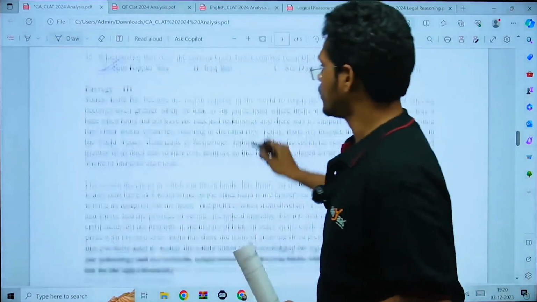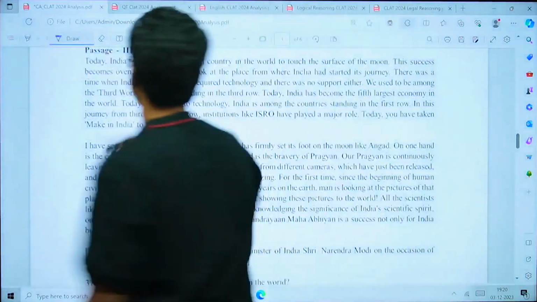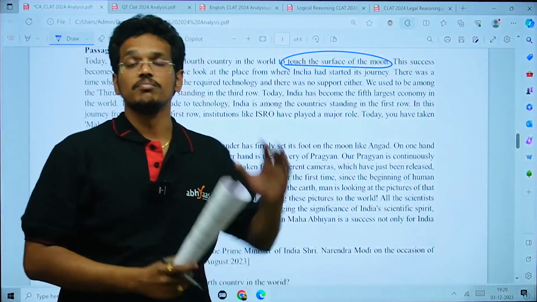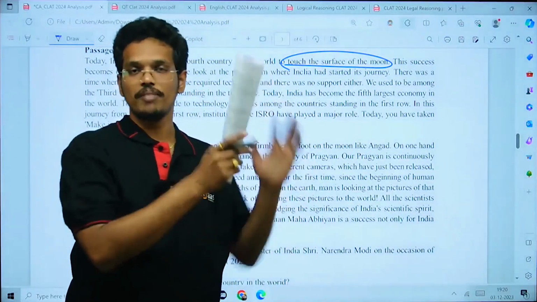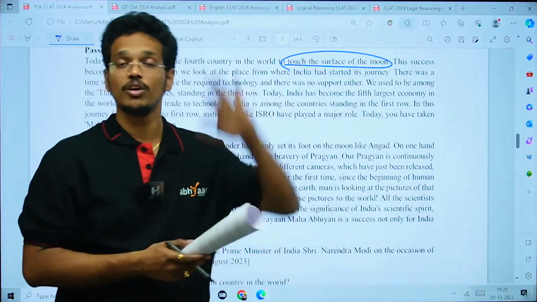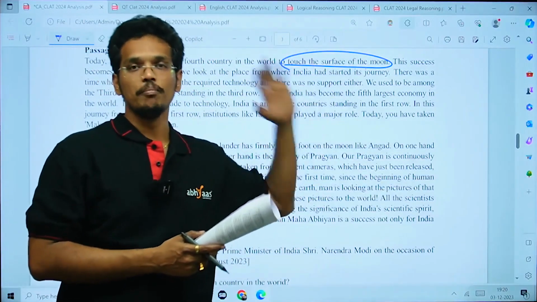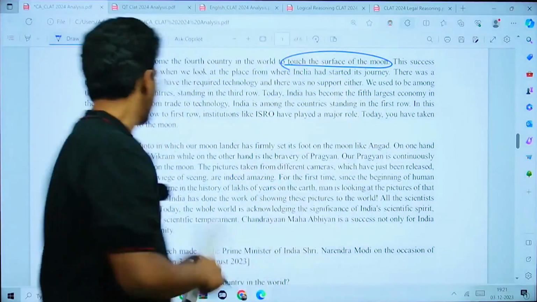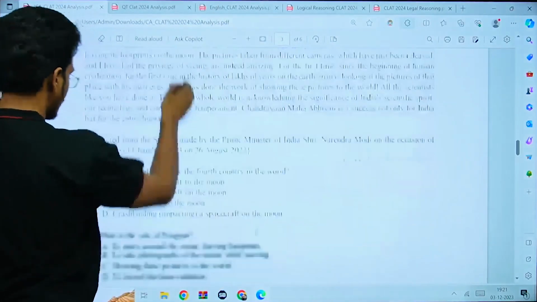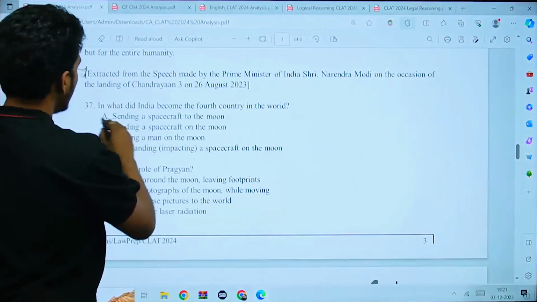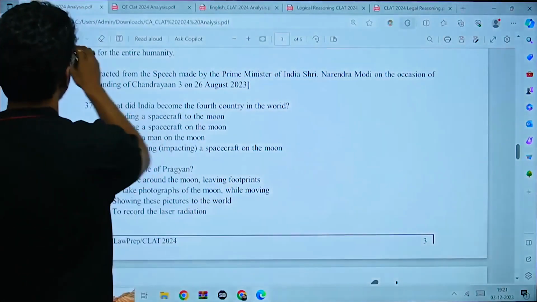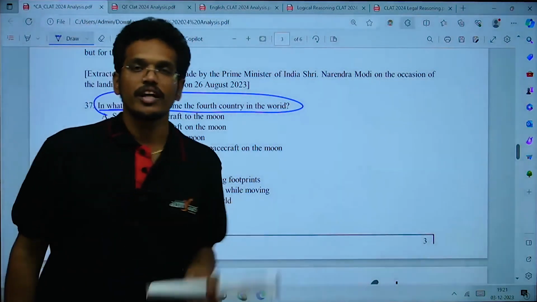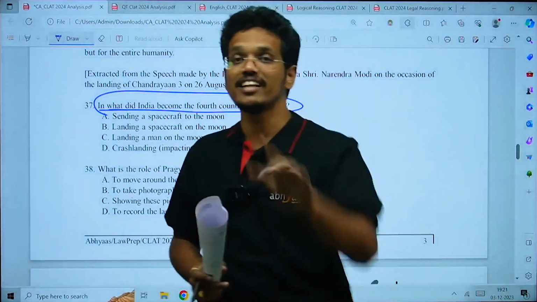Coming to the next passage, it is about Chandrayaan 3. That's the surface of the moon. The passage about Chandrayaan 3 is one of the most important topics which was discussed in our Abhyaas LawPrep classroom discussion mock test, because India has achieved a milestone in reaching the moon and is the fourth country to achieve this milestone. So let us look into the questions carefully. How did India become the fourth country in the world? In what did India become the fourth country? We became the fourth country in touching the surface of the moon.